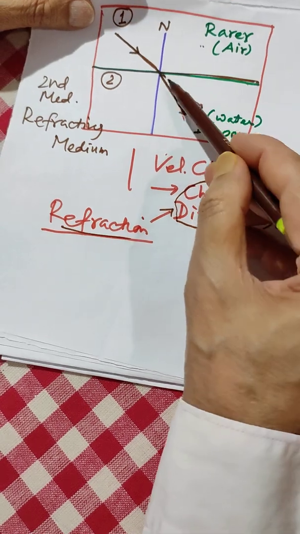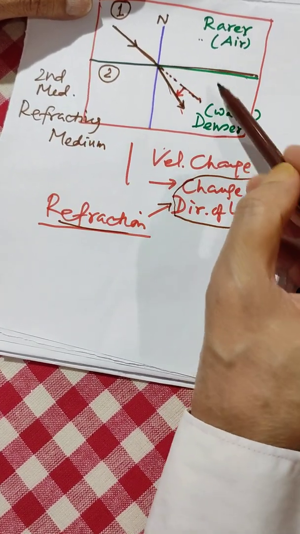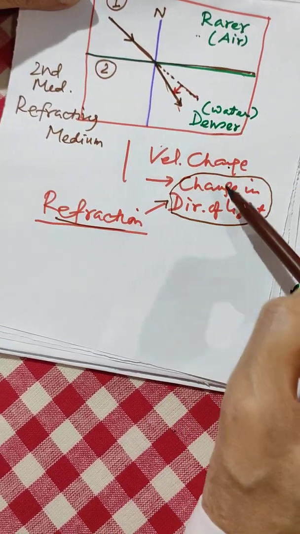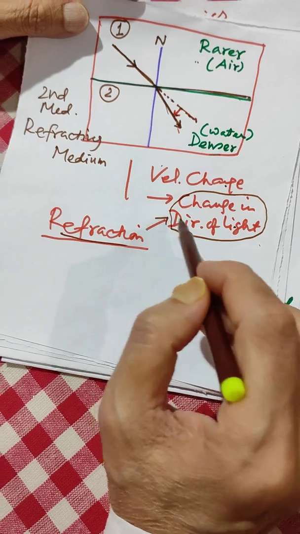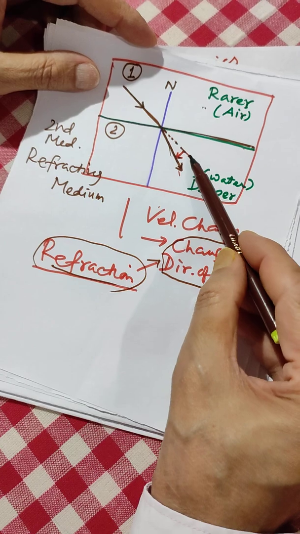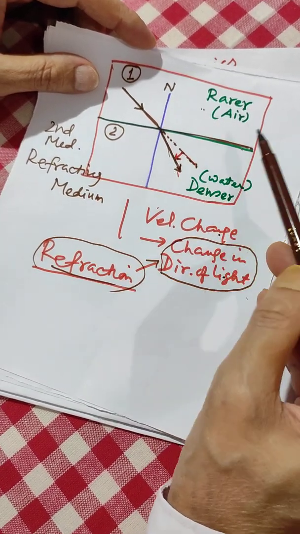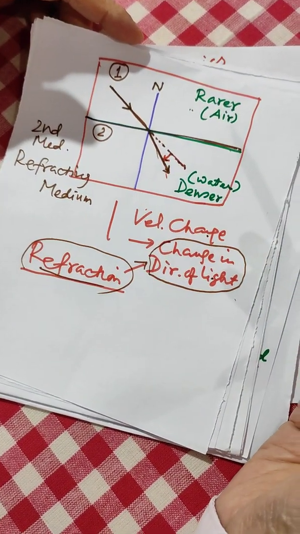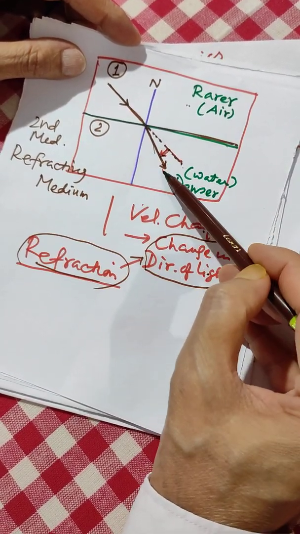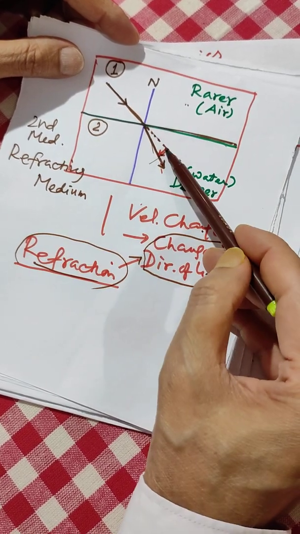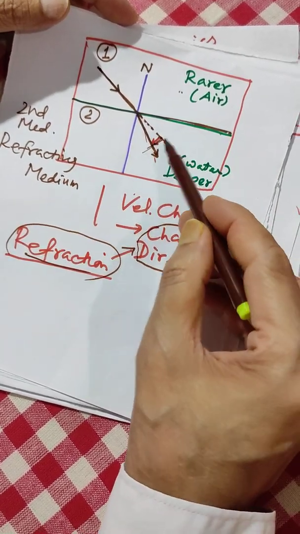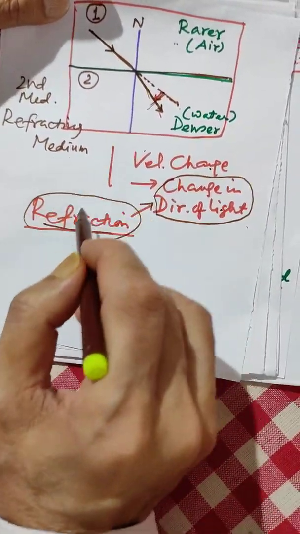So this ray of light is refracted when it is passing from one medium into another, because velocity has changed, therefore the direction of light will change, and this change in direction of light is called refraction. That means deviation of light, bending of light, deflection of light, whatever word you say. From the original direction, light has changed direction. So this bending of light is called refraction.